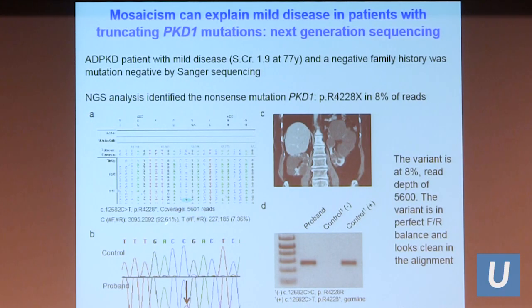If we use a next-generation sequencing approach, it's easier to find these changes because we look at multiple reads. Here we're looking at over 5,000 different reads. This small change here, a nonsense mutation in PKD1, was found in just 8% of reads. And consistent with this, you can see that the disease is milder than we'd expect for a patient with an inactivating PKD1 mutation. So these cases are probably, in cases with a negative family history, much more common than is actually recorded so far.